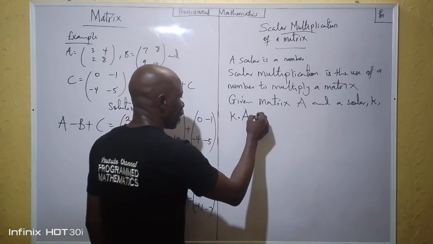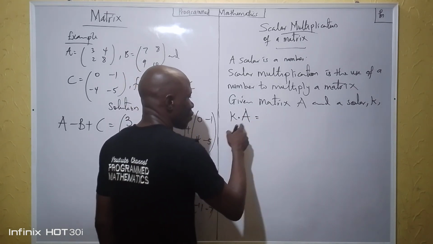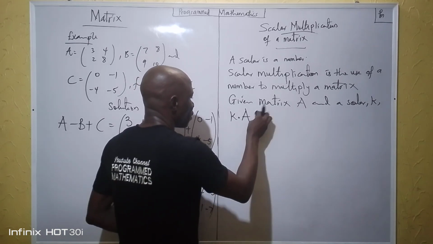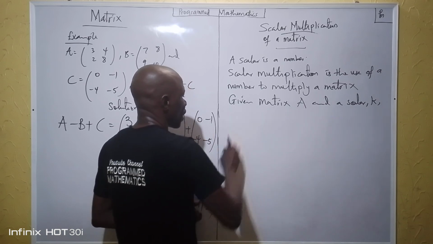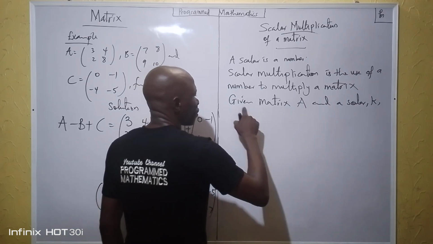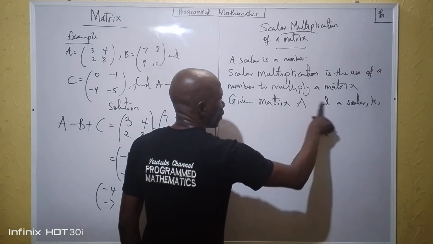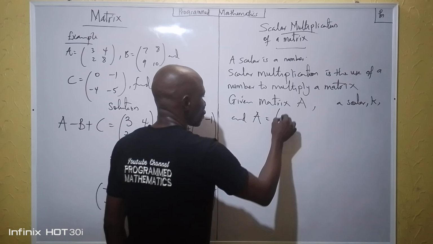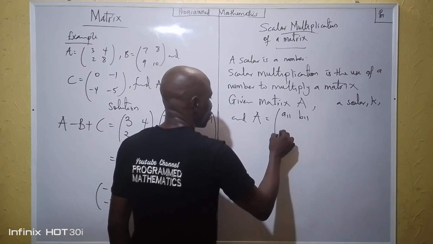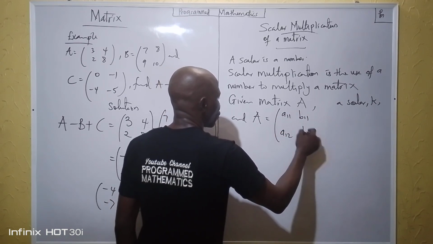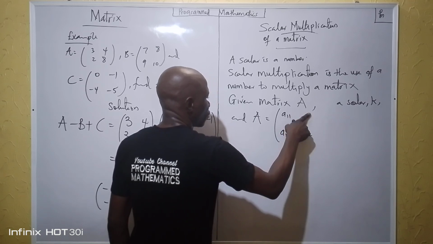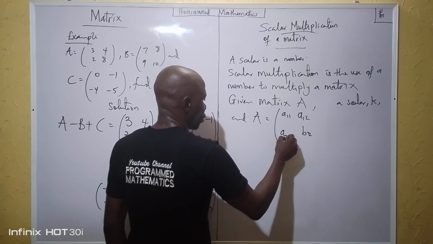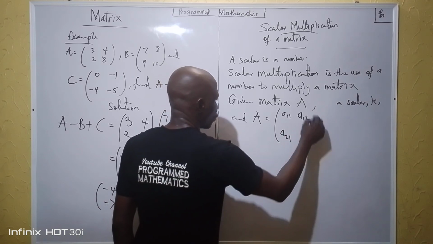In this case, this K will multiply all the elements of matrix A. So if we are given matrix A and scalar K, and A equals A11, A12, then A21, A22.